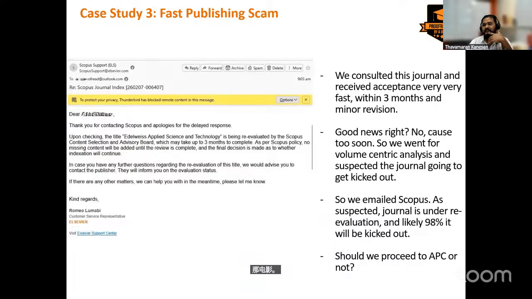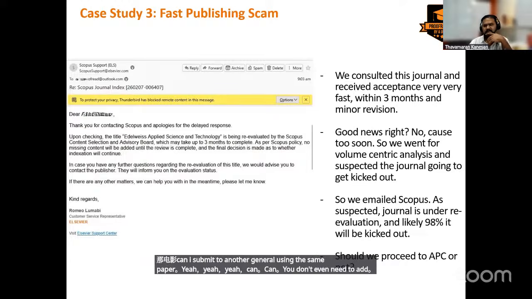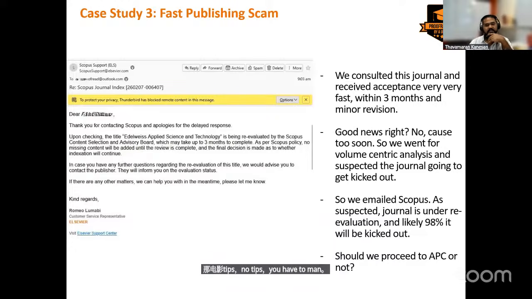Doctor, my paper was already rejected by one journal. Can I submit to another journal using the same paper? Yes, can. You don't even need to add content. You just resubmit as it is. Any tips? No tips. You have to manually look for it. APC zero is very difficult to find. Scopus and Web of Science have many, but for Scopus it's very difficult to find.